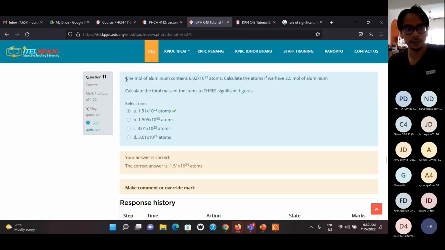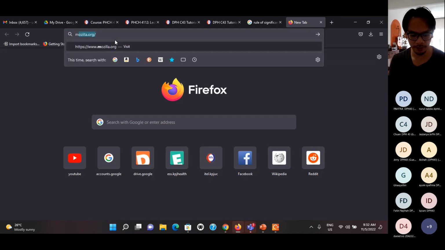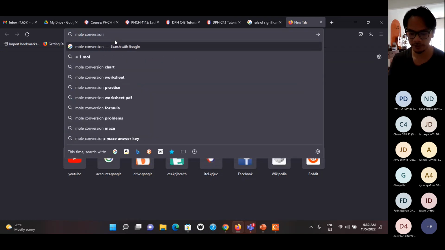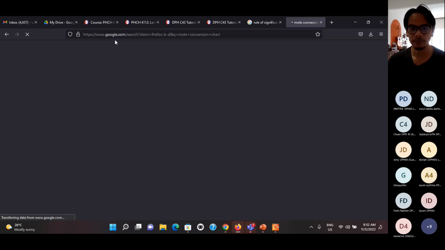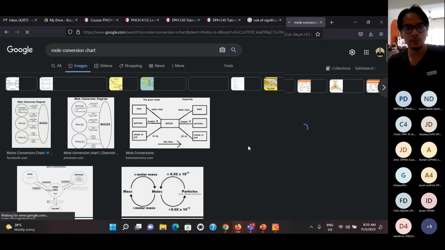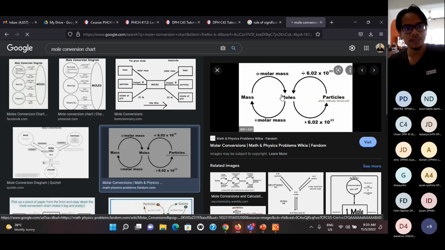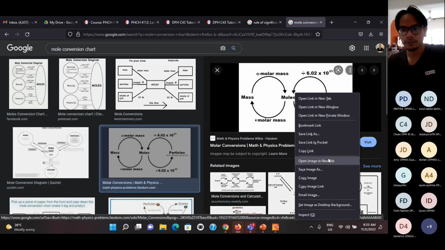Okay, chemistry calculation. 1 mole of aluminium contains this much atoms. Calculate the atoms if we have 2.5 moles of aluminium. So a refresher. Saya ada share hari tu this table. Mole conversion. You can Google yourself this chart. Mole conversion chart. It shows the relationship antara mass, moles dan juga particles, iaitu atoms dan juga molecules. You can just Google mole conversion chart. Open image.